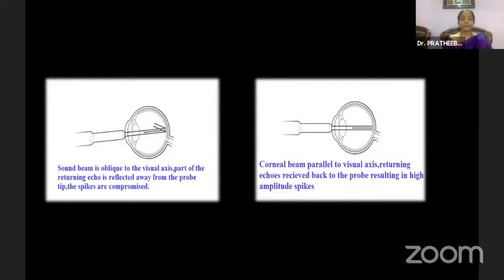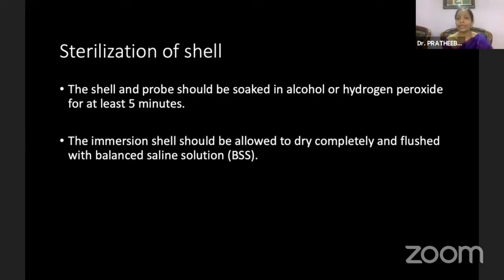Sterilization of the shell is also very important. The shell and the probes can be soaked in alcohol or hydrogen peroxide for at least 5 minutes, and then they have to be allowed to dry completely and cleaned with BSS before using for the next patient.